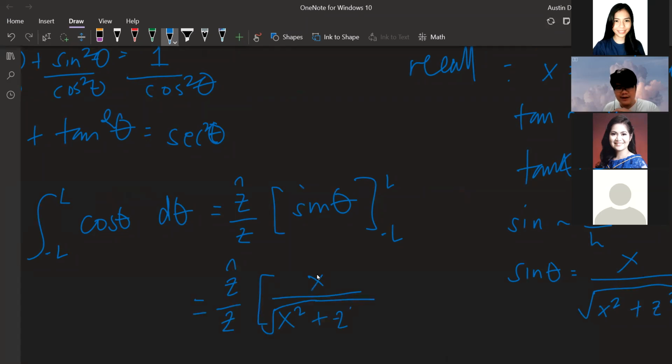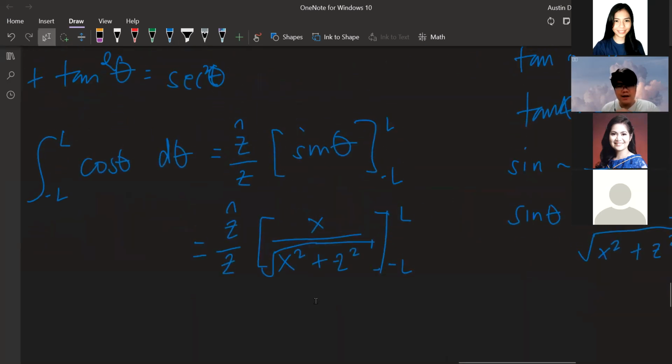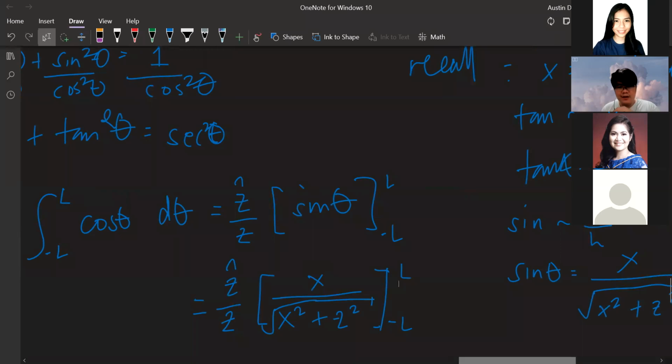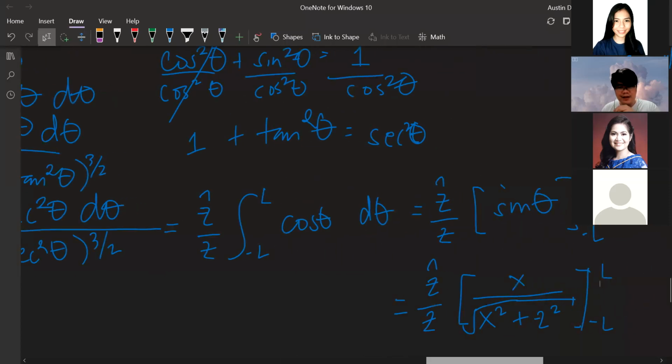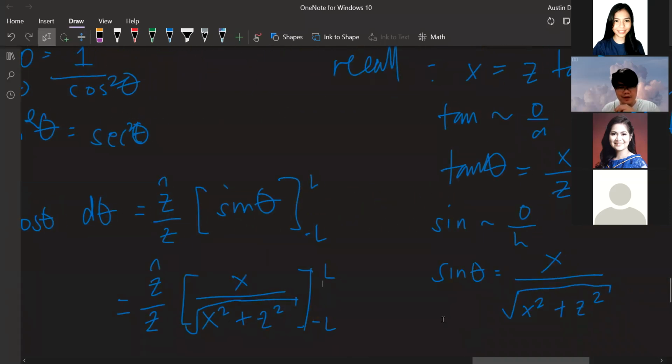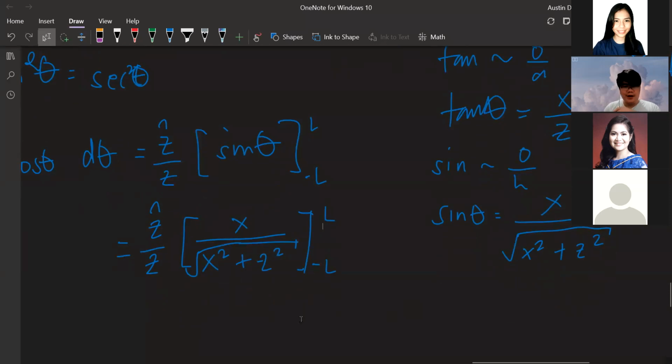negative L, and if we're going to continue that, where are we on the blackboard? Oh, we're already far from the edge. Okay, let's just continue. Unlimited blackboard. Okay, this is going to be lengthy.